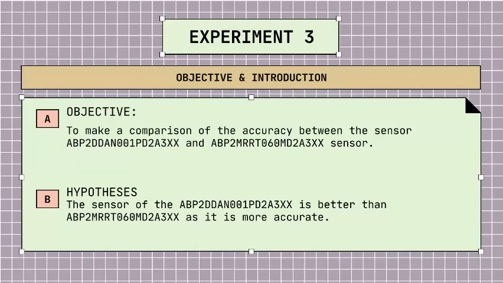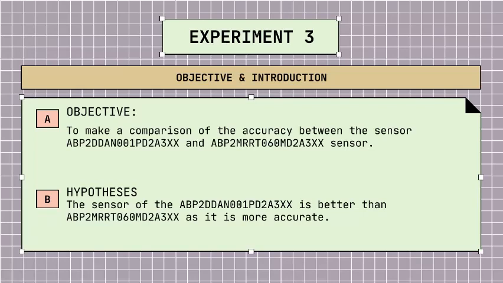The objective of the third experiment is to make a comparison of the accuracy between two models of differential pressure sensors with different model numbers. The first model is the ABP2DDAN001PD2A3XX and the second is the ABP2MRRT060MD2A3XX sensor. The difference between these two sensors will be discussed later. The hypothesis of the third experiment is that the sensor of the first model is better than the second one as it is more accurate.